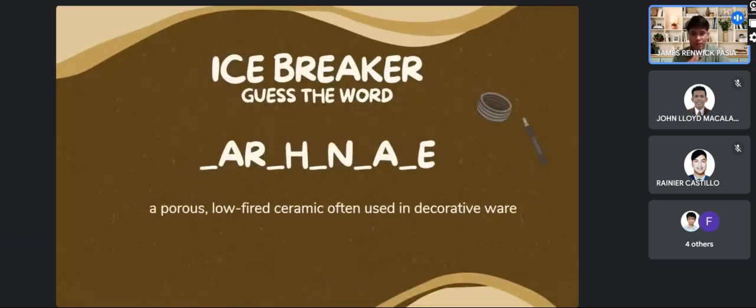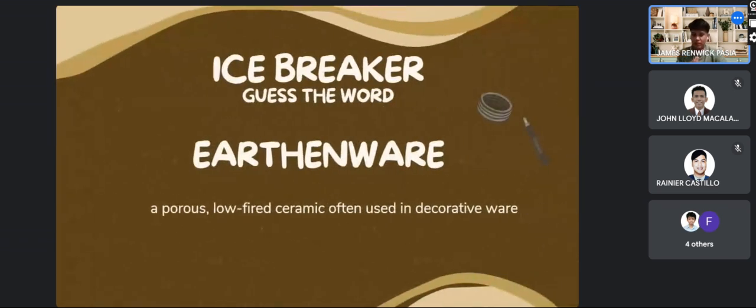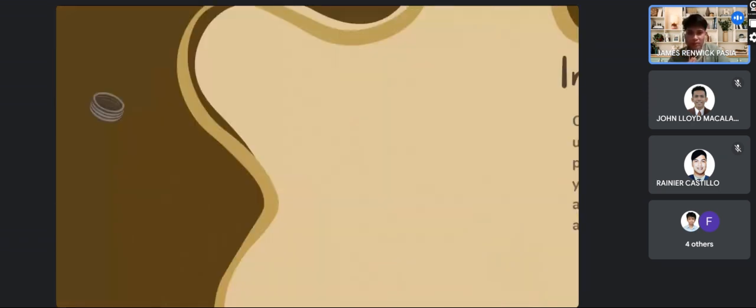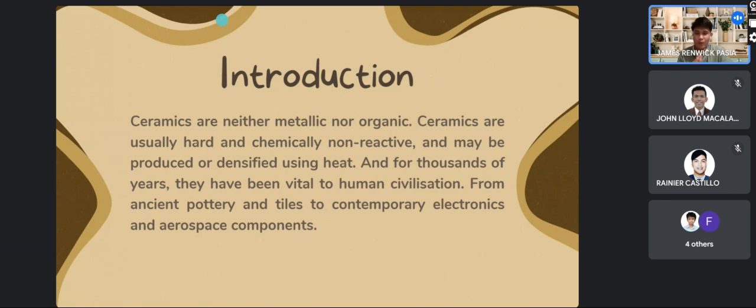Next word. Our last but not the least word is, this is a porous, low-fired ceramic, often used in decorative wear. This is called earthenware. Now we are done with our icebreaker. We will now proceed with the main discussion.